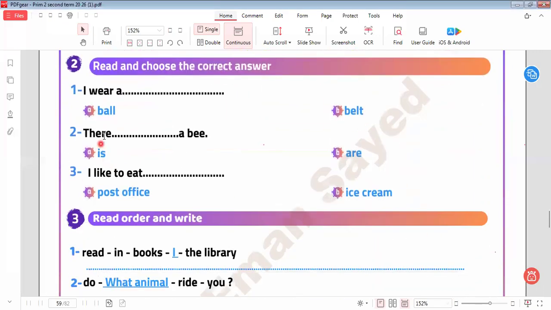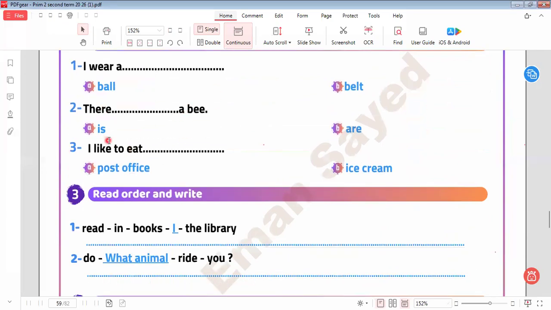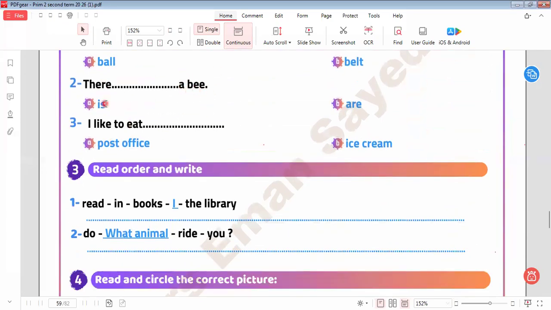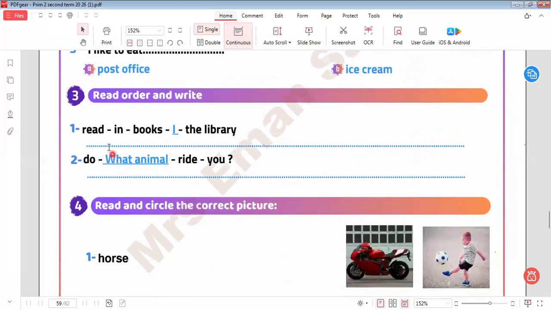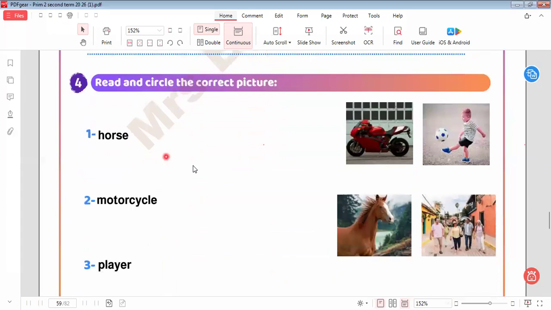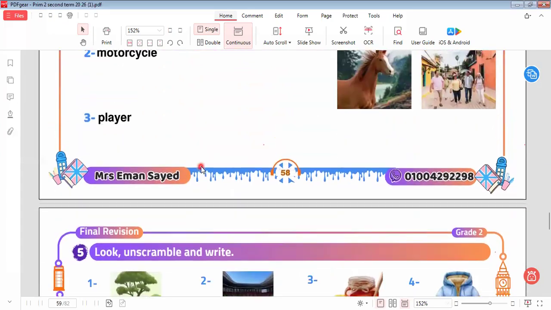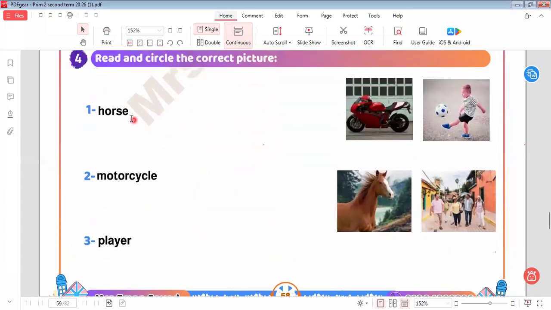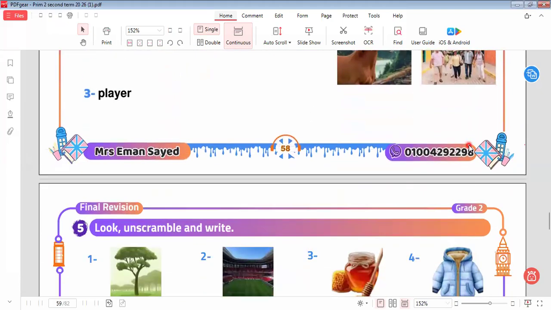Here we say I wear ball or pallet. No, it will be pallet. There is a space. B. B is single. Here is I like to eat. To eat what here? To eat ice cream. Not the post office, no. Here we say I start with the subject and verb: I read books in the library. What animal do you ride? So let's go to another one here. Here we say horse. Which one is horse? This one. Motorcycle. This one. Motorcycle. Player. This one. Let's go to another one here.